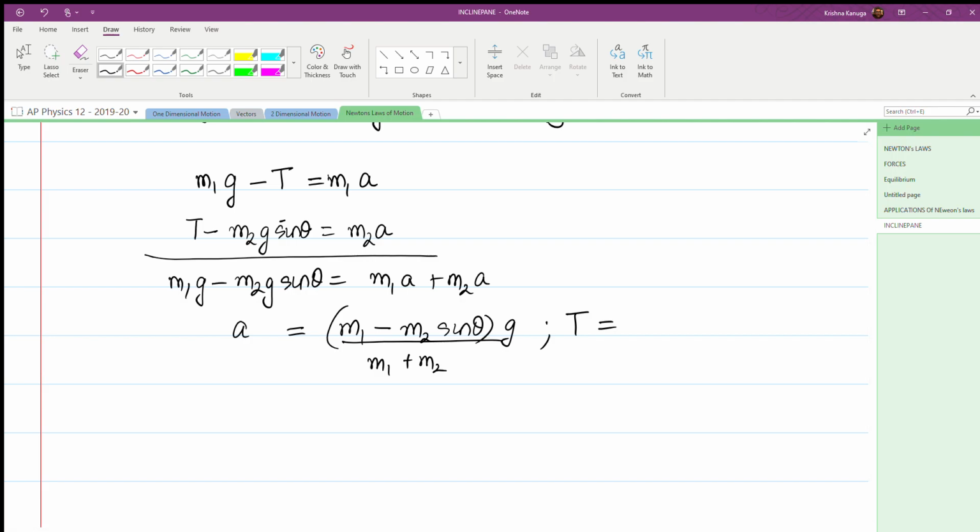So this concludes this problem, and in the next video we'll take a look at a similar situation with multiple blocks attached to each other, and that should be the last in this series of problems.